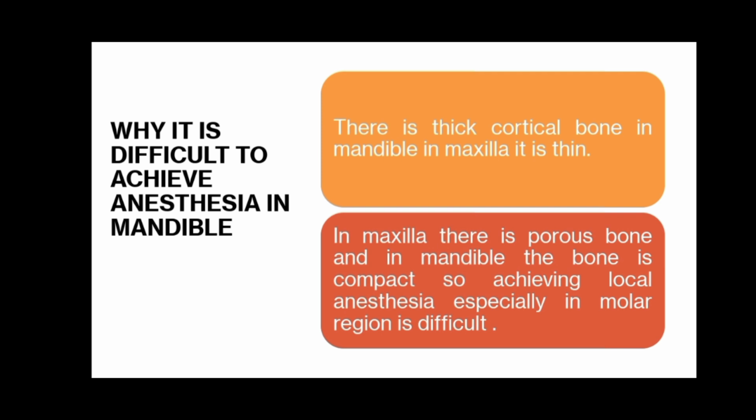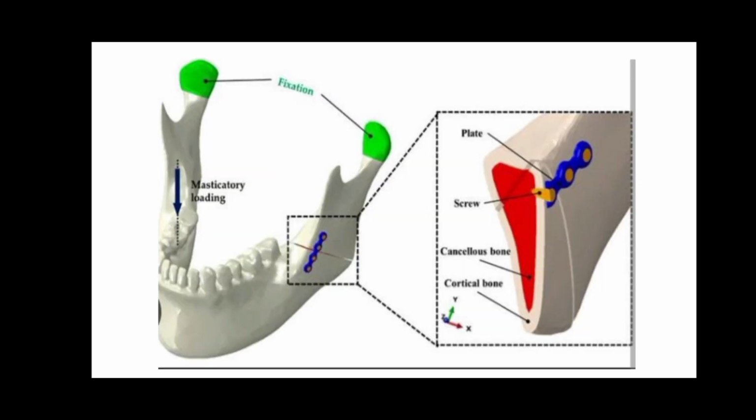Now, why is it difficult to achieve anesthesia in mandible? There are two reasons. The cortical bone in the mandible is thick as compared to maxilla, and in maxilla the bone is porous, and in mandible the bone is compact. So achieving the local anesthesia in molar region is difficult. Here we see that the cortical bone is very compact and it is very thick.